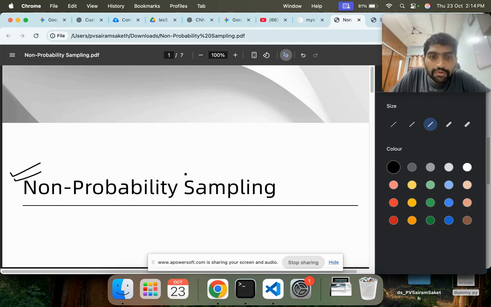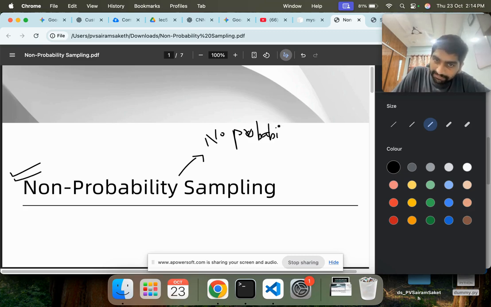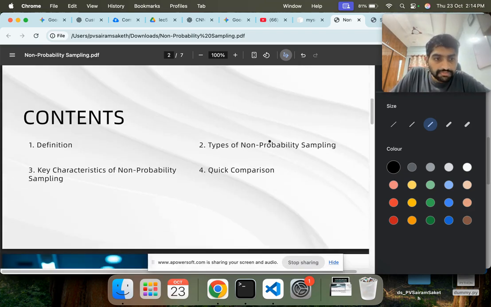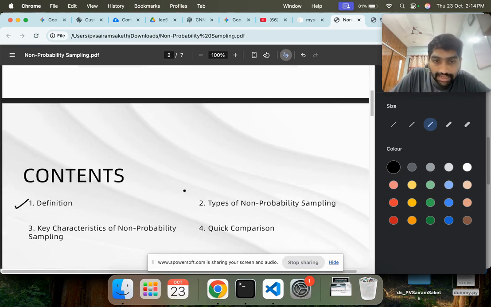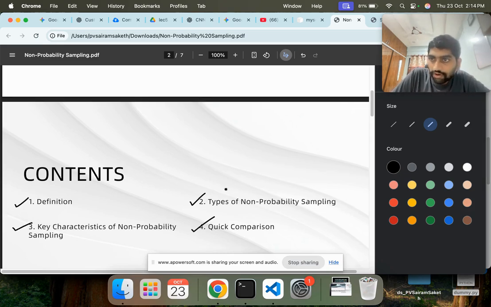Here we won't be using the concept of probability. There is no need of probability here. So the things that we're going to study here are: the non-probabilistic sampling definition, the types, the characteristics, and a quick comparison. These are the four things that we're going to study.